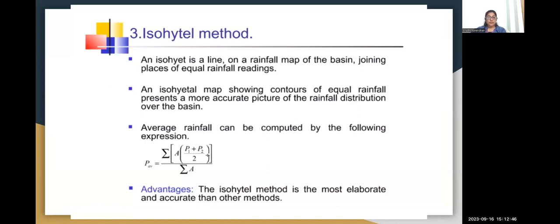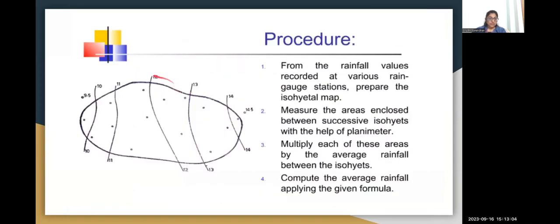Now, the third method is the isohyetal method. In this method, the word isohyet is nothing but a contour line that is joining rainfalls of equal magnitude. So, an isohyet will look like this.